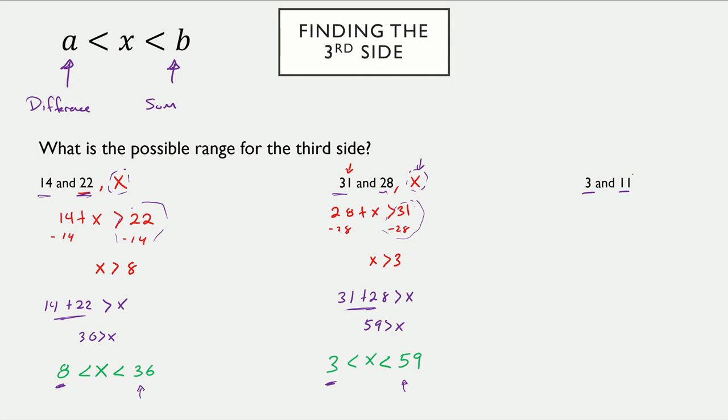So in this case, we're going to subtract 3 minus 11, right? So if we subtract 3 minus 11, then we are going to end up with my lower value to be 8. And then if I do the sum, if I add them together, I get 14.